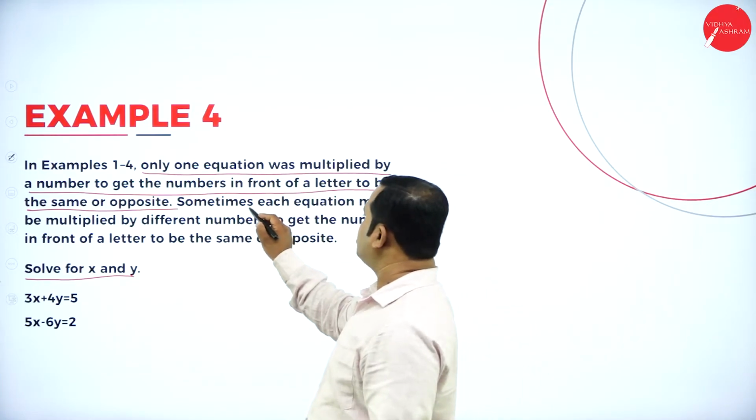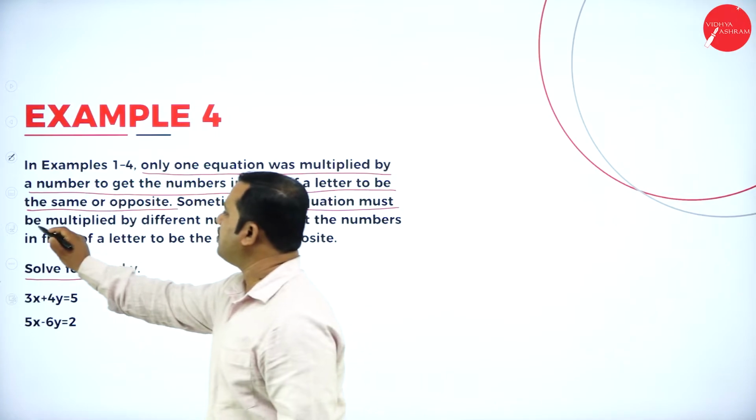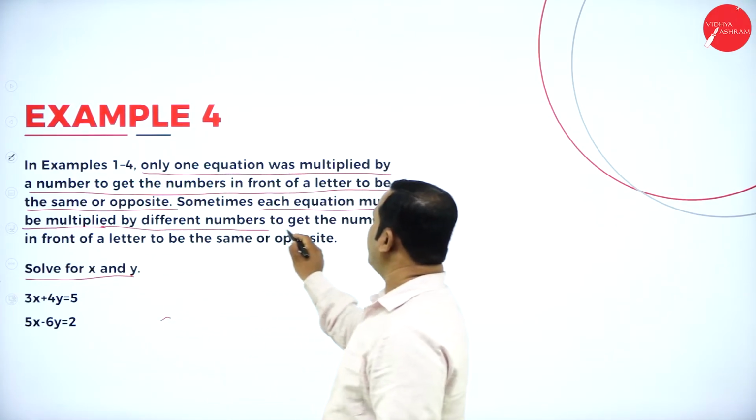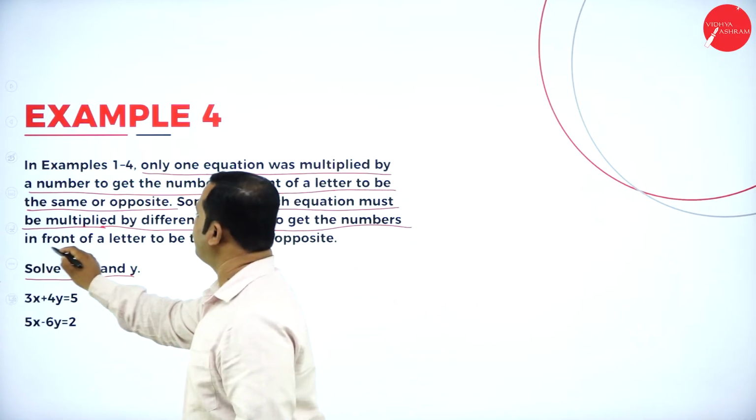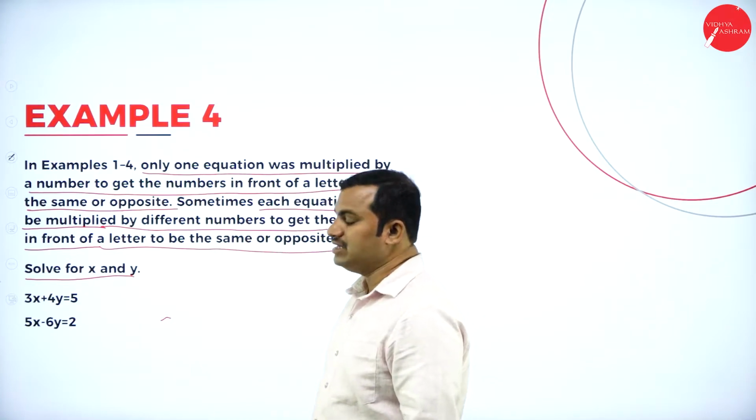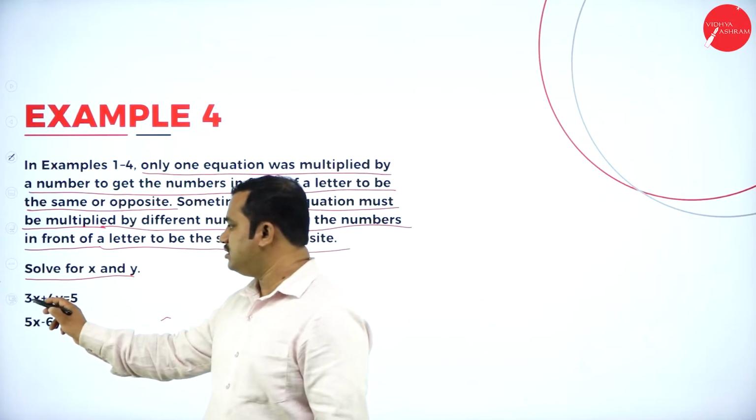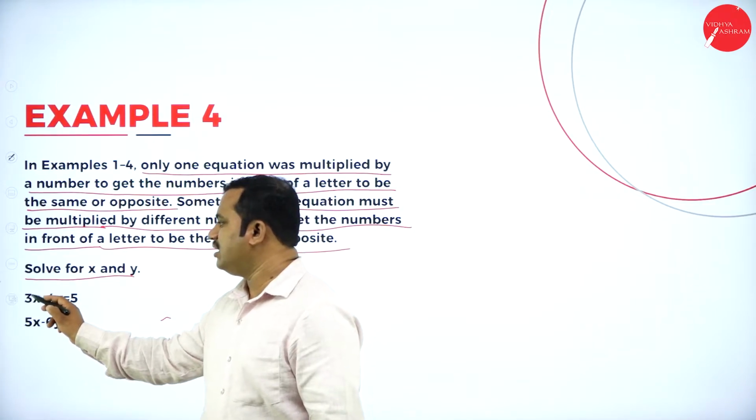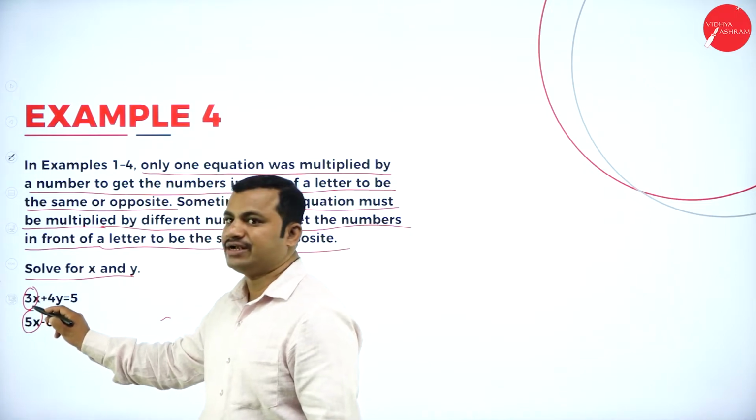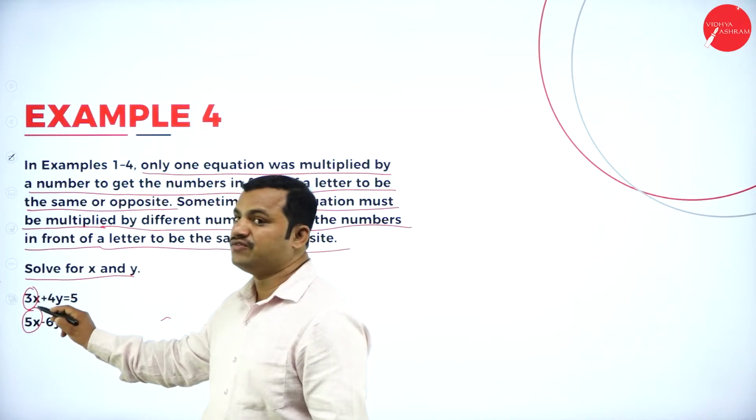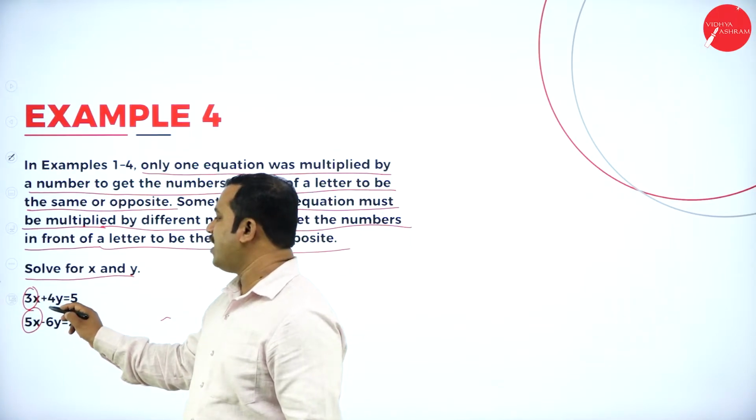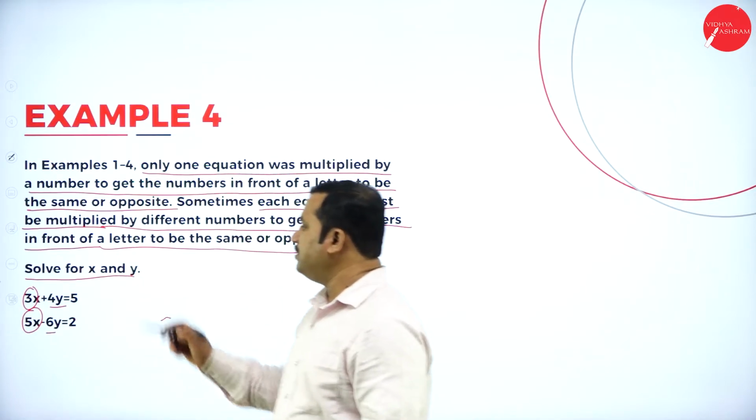Sometimes each equation must be multiplied by different numbers to get the numbers in front of a letter to be the same or opposite. That is, if I multiply this number by 5, I'll get 15. If I multiply this by 3, I'll get 15. That is, the first term of this equation will become equal, so that the other terms, that is the y value, can be determined. So let me see to it.